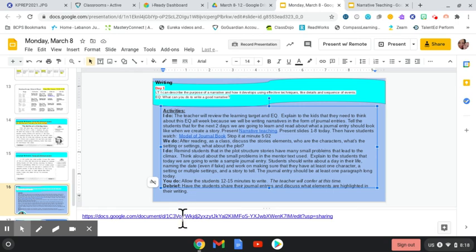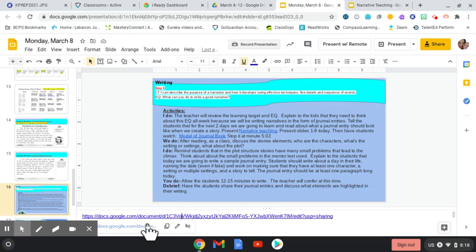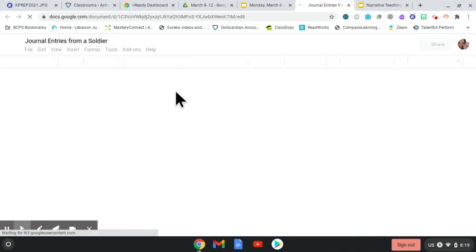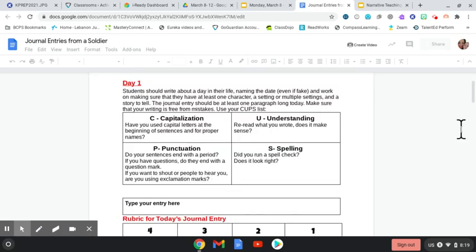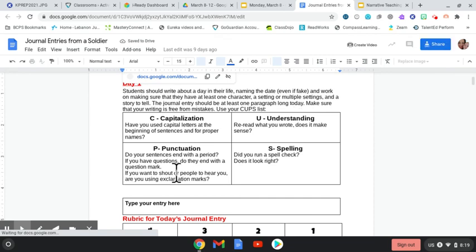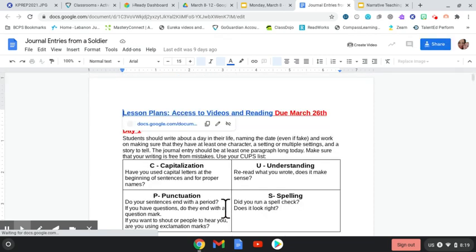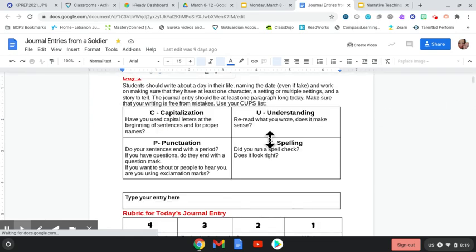You have an assignment in Google Classroom under your writing tab. When you open it, you will see that you have a space for day 1, which is today, to write your journal entry. Since it's only one paragraph, one journal entry, make sure that you check for capitalization, punctuation, and spelling. Then you're going to write your journal entry right here where it says type your entry here.